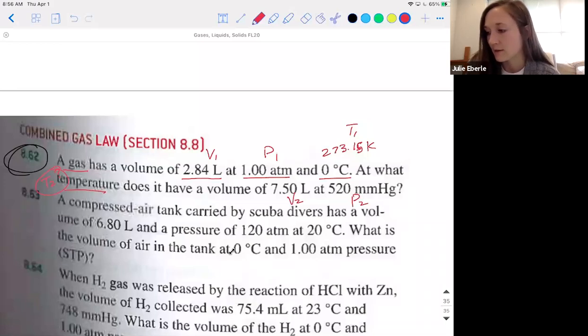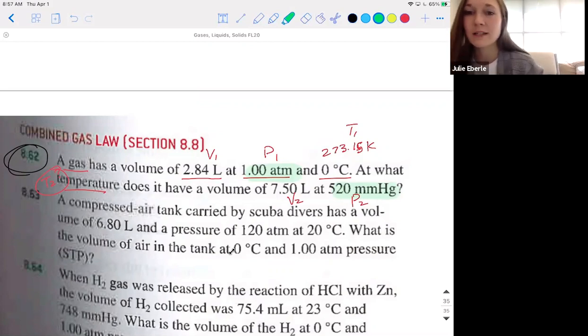The other thing I notice is that we've got ATM on our first pressure term, but we've got millimeters of mercury on the next pressure given. So here's an example where you're going to have to, yep, Gabby put it in the chat, convert either ATM to millimeters of mercury, make them match, or millimeters of mercury back to ATM. Let's take millimeters of mercury, convert it to ATM, because I always like working with those nice, easy, simple ATM numbers.